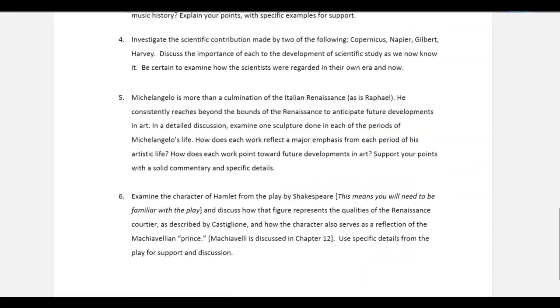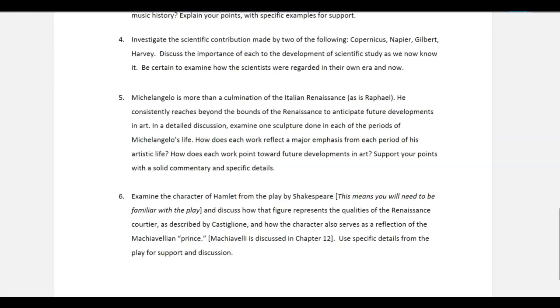The fifth one concerns Michelangelo and asks you to look at him. He has very distinct periods in his art. And so there's sculpture that he does in each era, when he's a very young man, when he's middle-aged, and when he's older. So those are basically three eras of his sculpting period. And you are asked to look at a sculpture from each period. And notice it says sculpture, not painting. So don't talk about the Sistine Chapel. But look at his sculpture.